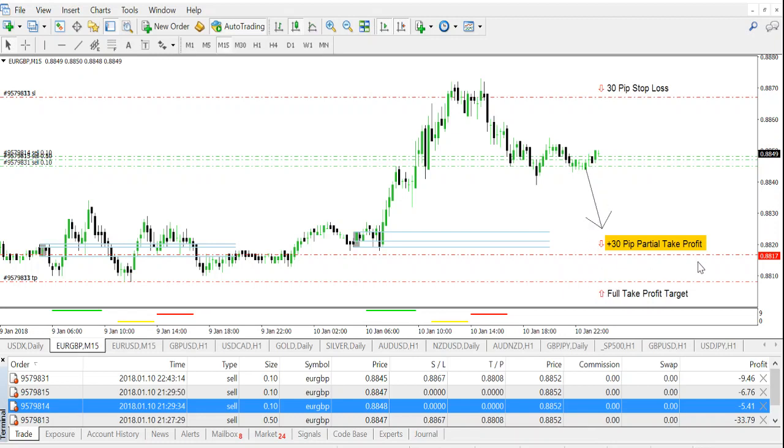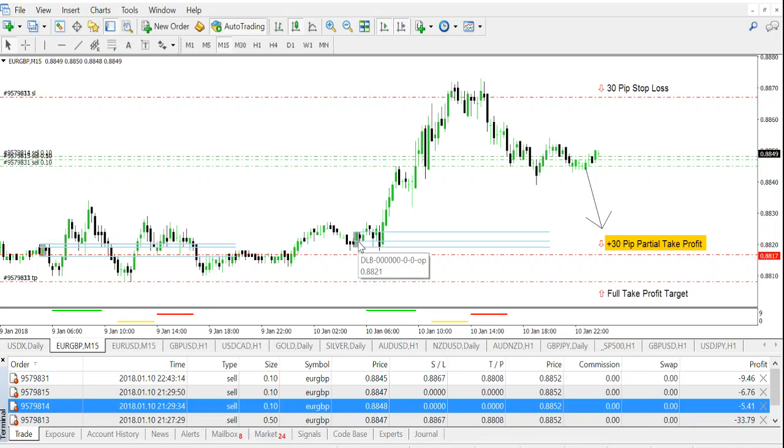But I want to draw your attention to this one here. So when the trade does go into profit, very important that you take your plus 30 pips. And we explained this a little bit in previous education sessions, but today we're actually going to show you how to go about doing this, okay?